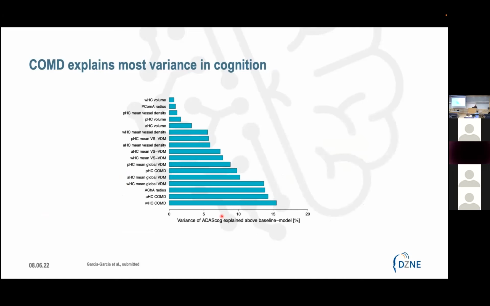One additional thing we wanted to look at is which of those metrics is actually the most important one for cognition. Here we just consider the variance in ADAS-Cog explained by a simple model with an interaction term between the metrics and CSVD status, as well as the main effects and some covariates. And we found that the center of mass distance, the ACHA radius, and the global VDM seem to be the most important metrics here.